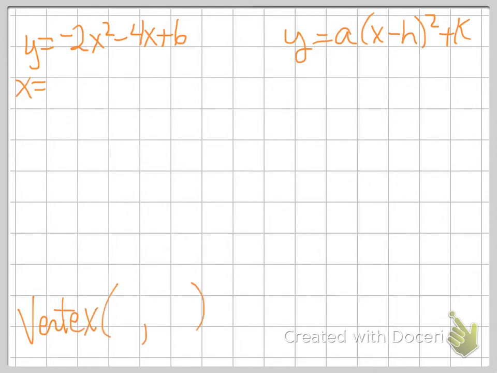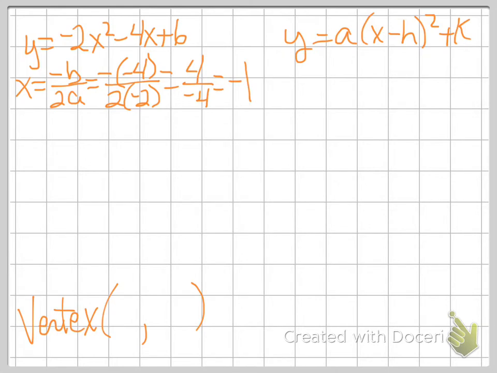Okay, so negative b over 2a. So I have negative, b is negative 4, over 2 times negative 2. So negative 4 is positive 4, and 2 times negative 2 is negative 4. So I have 4 over negative 4, or negative 1 again. Now plug that back into our equation.